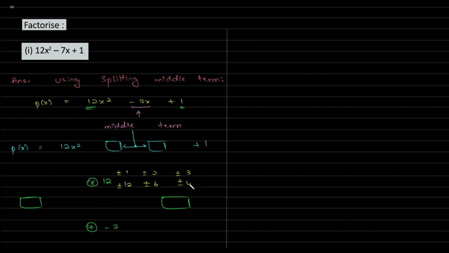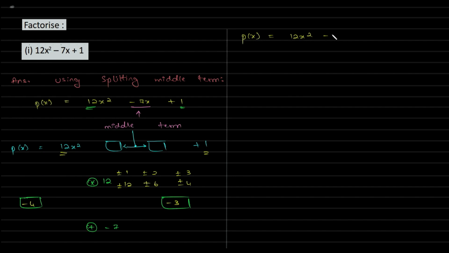So which is the best pair to choose from here? All of them give 12, but which two will give me 7 when added? This will give me 13, this will give me 8, and this will give me 7. Okay, yeah, we got the answer. Minus 4 minus 3 will give me minus 7, and minus into minus is plus, 4 into 3 is 12. Again, in splitting the middle term, we should split in such a way that it adds up to minus 7x, and these two numbers should multiply to the product of the coefficient of x square and the constant.